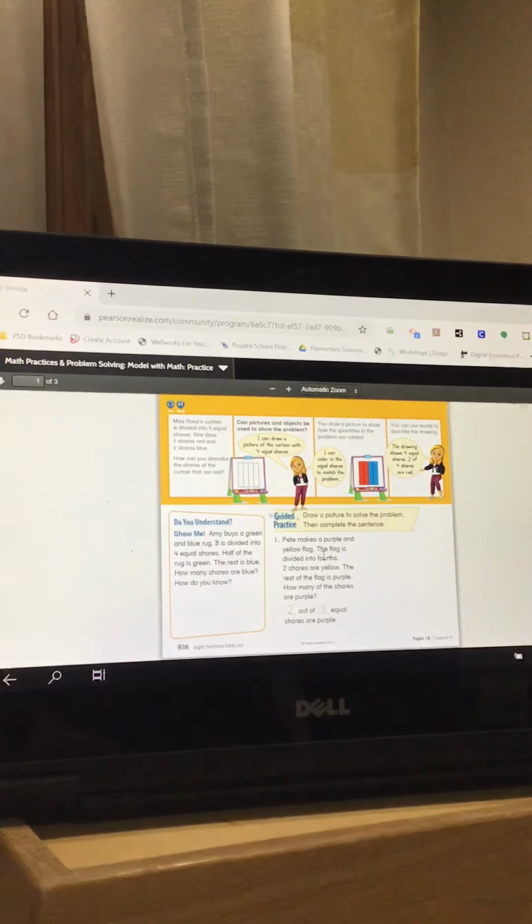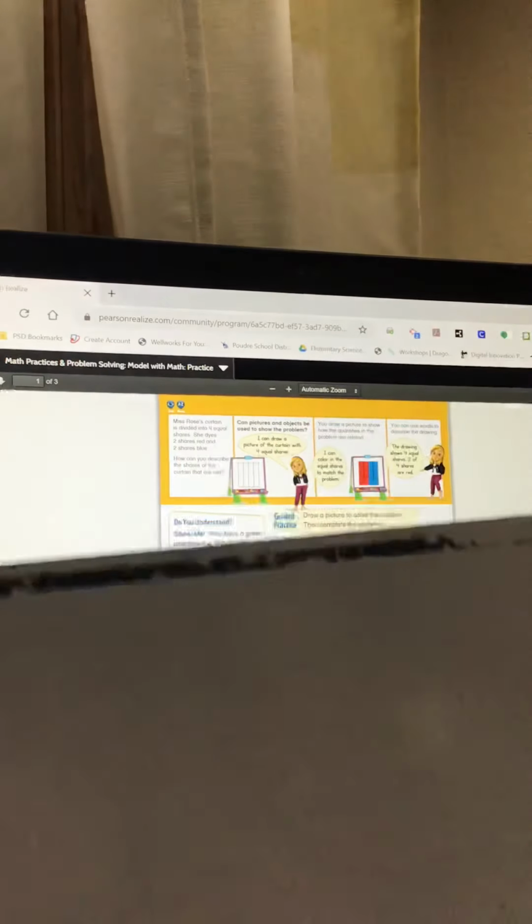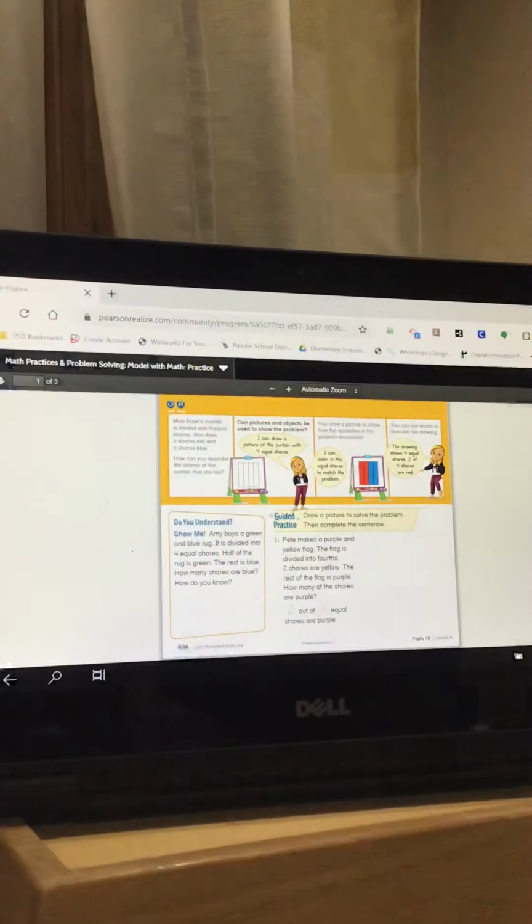Pete makes a purple and yellow flag. The flag is divided into fourths. 2 shares are yellow. The rest of the flag is purple. How many of the shares are purple? Blank out of blank equal shares are purple. So what I'm going to do is I'm going to draw on my whiteboard.